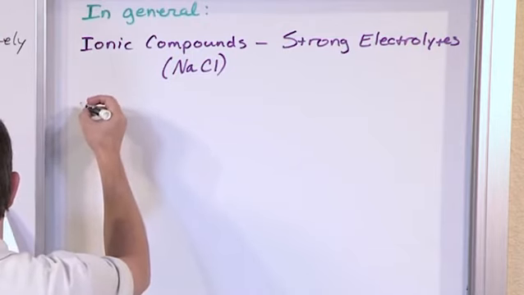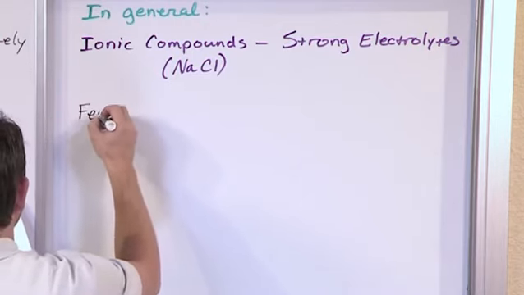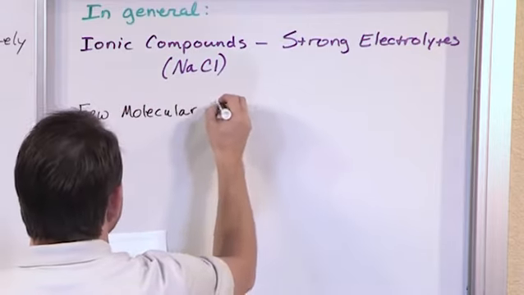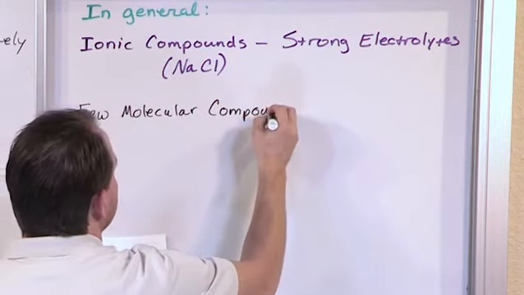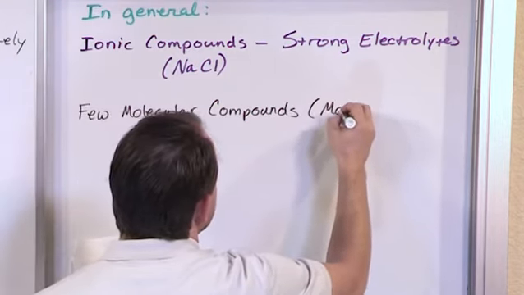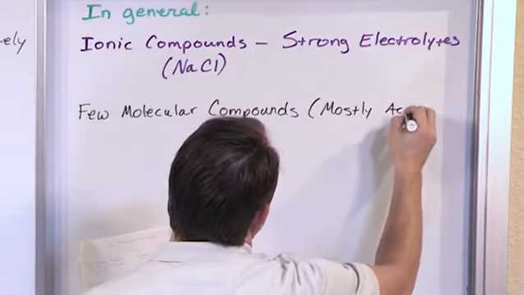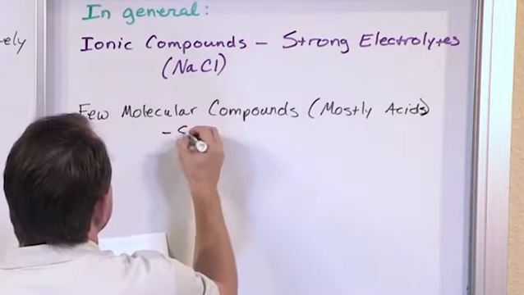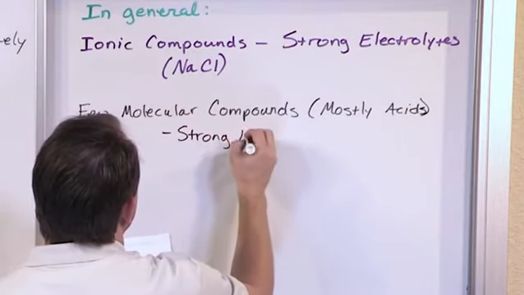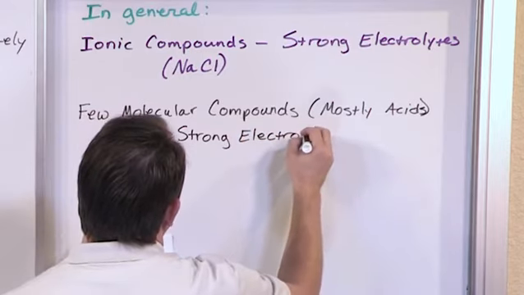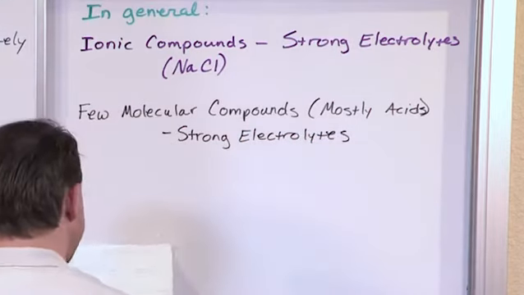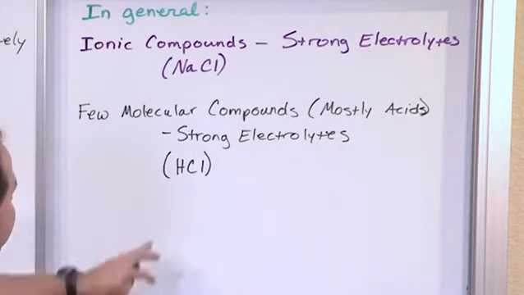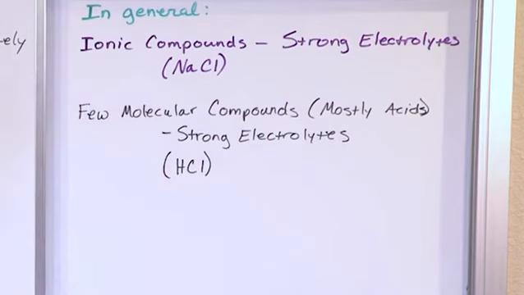Okay, only a few molecular compounds, and I'm going to say mostly acids, are strong electrolytes. And the best example of that would be hydrochloric acid. We've heard of hydrochloric acid. This is also stomach acid. It's what's in your stomach that breaks down food.